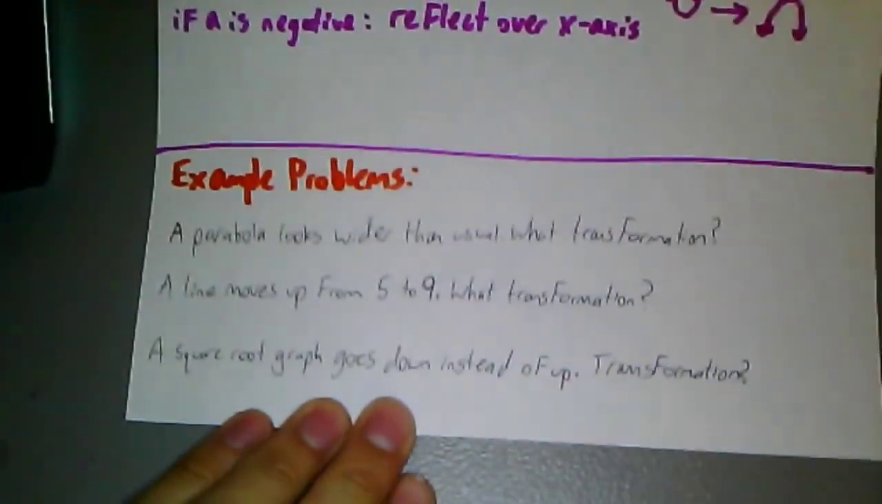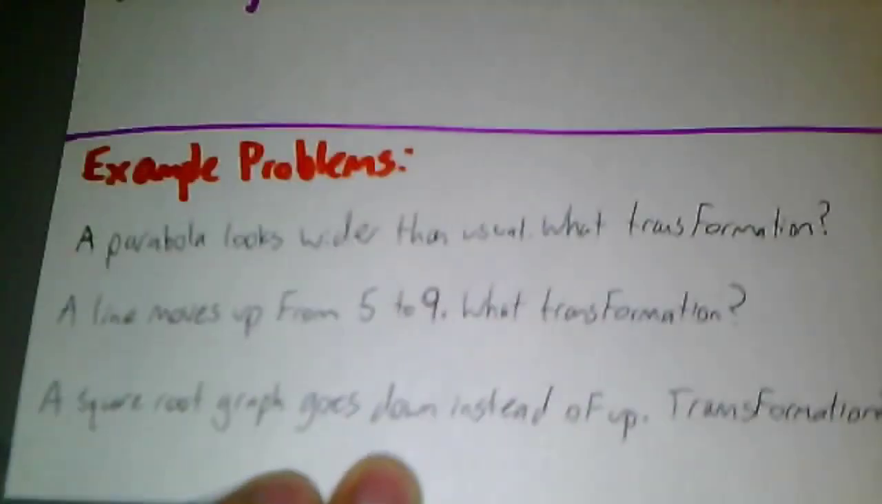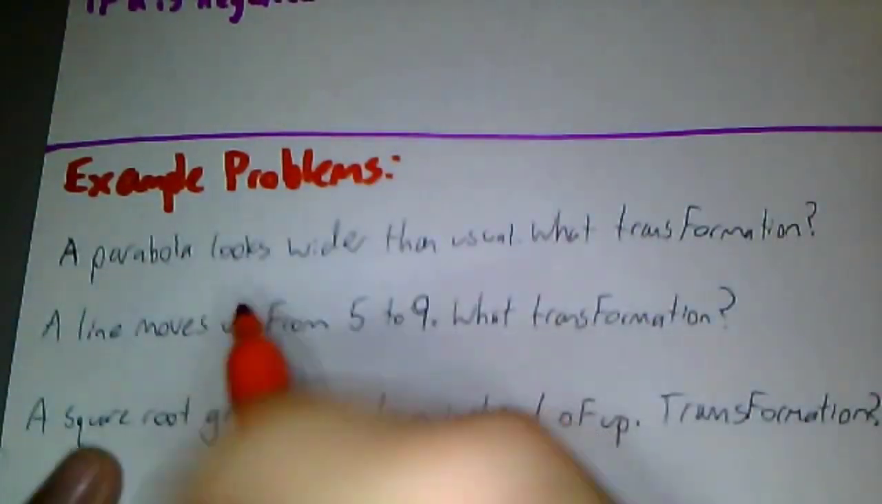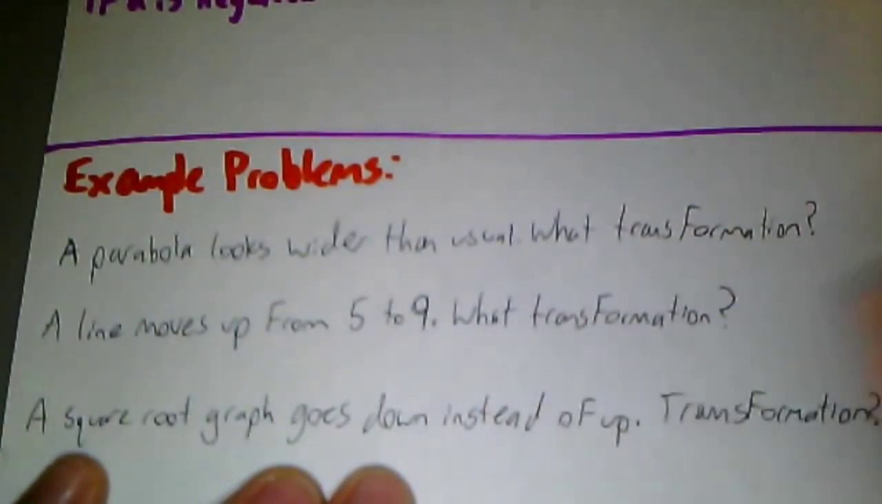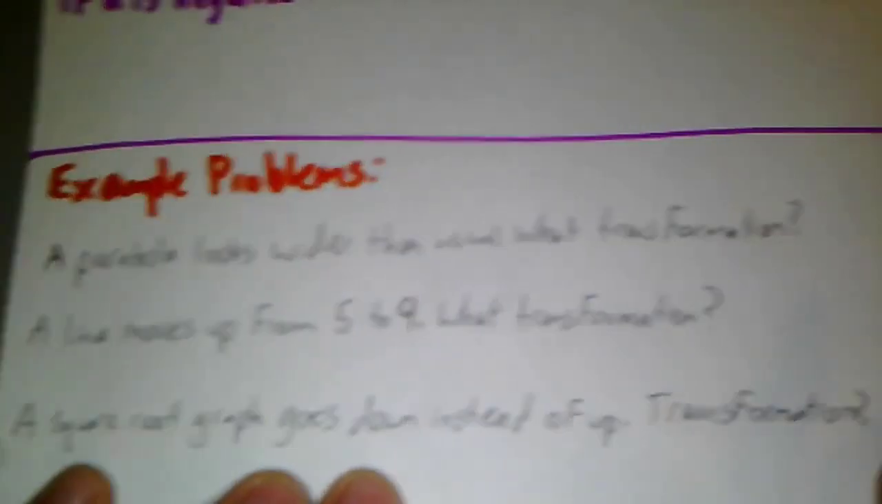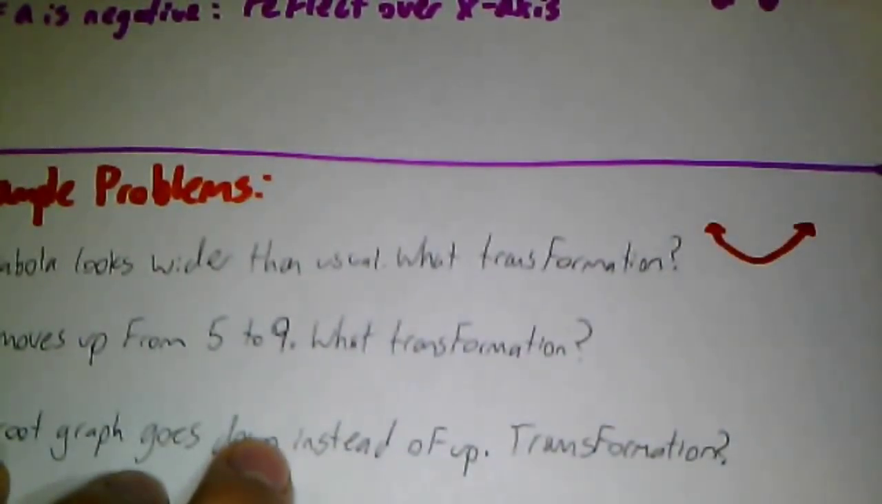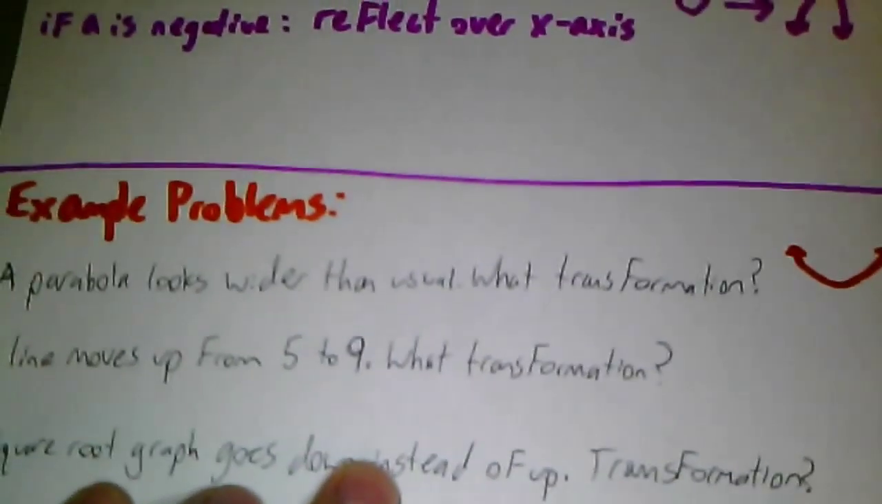Here are some examples of exam problems. Pen doesn't like showing up very well on this camera. Here's an example. A parabola looks wider than usual. What transformation is happening? So in other words, we have a parabola that looks pretty fat. So what transformation might be saying that happened?